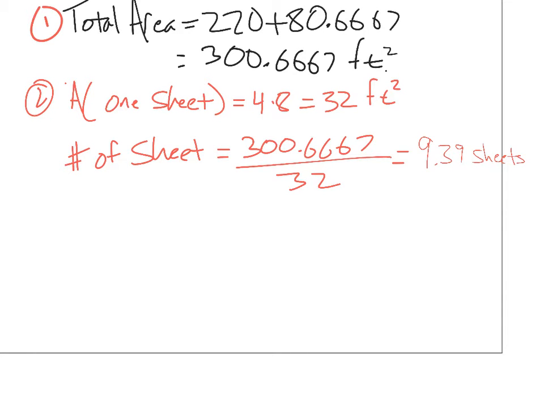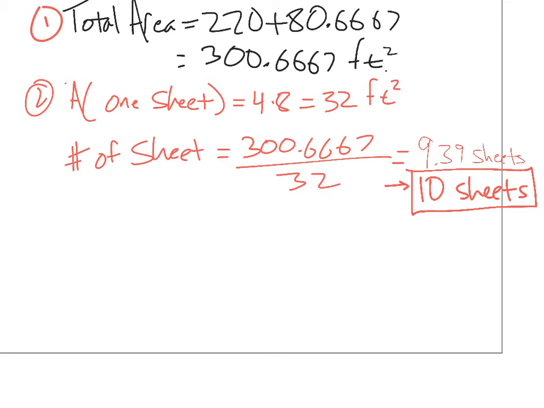So we want this to be 10 sheets, okay? We're going to round up. Now notice that's 0.39, but we're still rounding up, okay? 9 sheets would not be enough, but if we have 10 sheets of plywood, then that will be enough there.